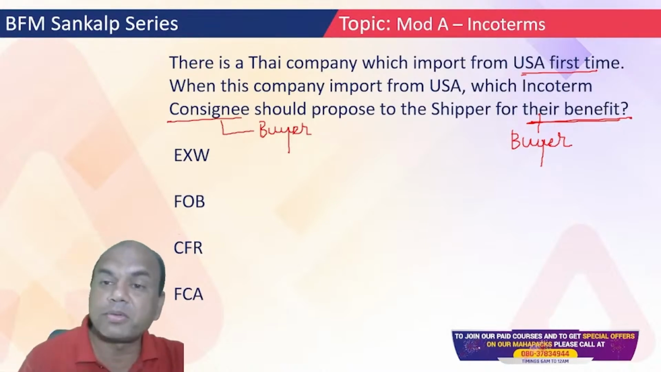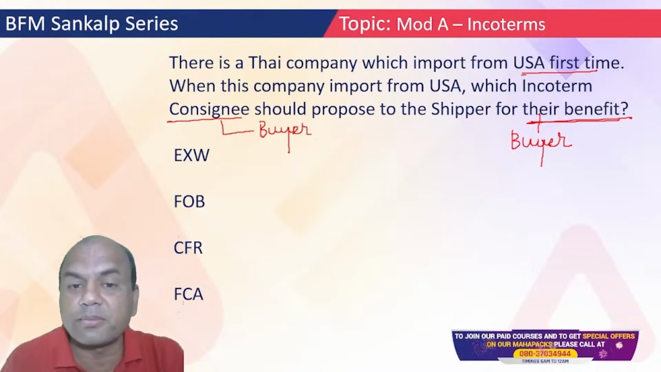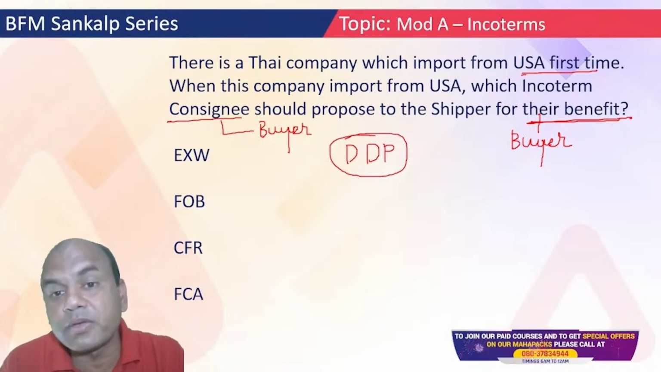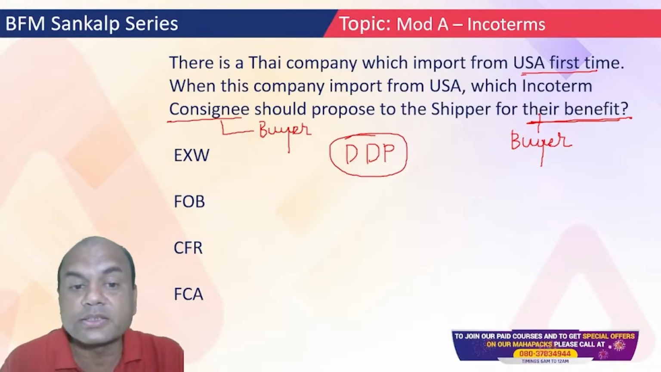Now you are having the problem. All of you might be thinking, sir, the best one is DDP for the buyer. But there is no DDP given over here. So the right answer is DDP, but no DDP given. But what is the answer then?